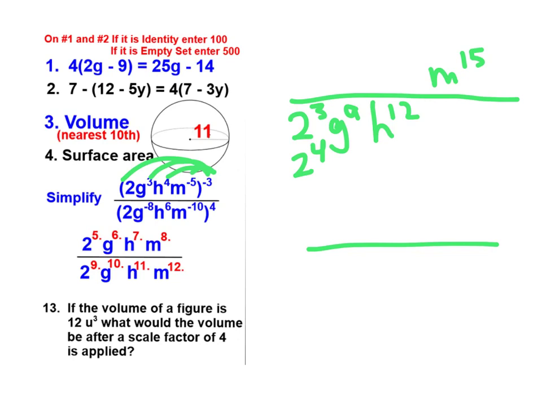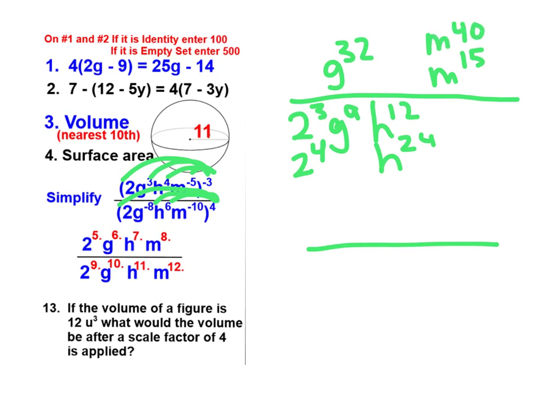I should have shown you that, a g to the negative 32nd, which moves to the top as a g to the positive 32nd. I have an h to the 24th, which stays on the bottom as an h to the 24th. And I have an m to the negative 40th, which moves to the top as an m to the 40th. Now I'm going to combine all of those.